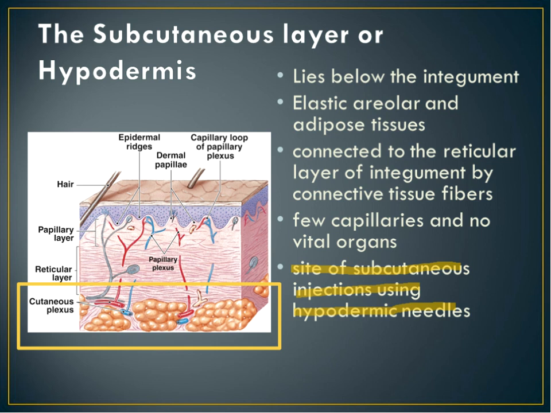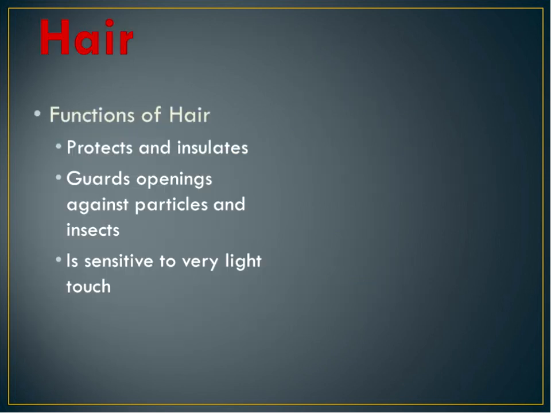So now below the dermis, we have the hypodermic layer. It's underneath the integument. There's more elastic tissue here and areolar tissue and fat, so more loose connective tissues you'd find in this area underneath the dermal layer, so right down here. You also have what we call the cutaneous plexus, which is just a network of blood vessels in that area. You don't have any vital organs in your hypodermic layer, but this is also the site of what we call subcutaneous injections that require hypodermic needles.